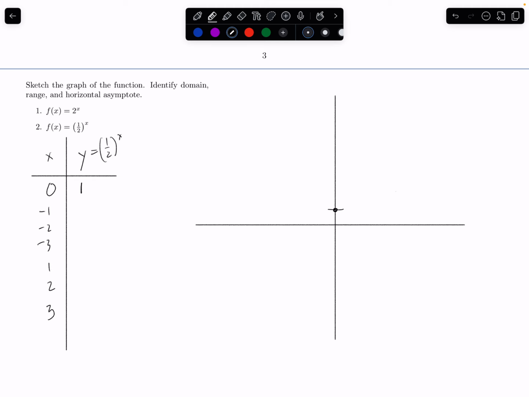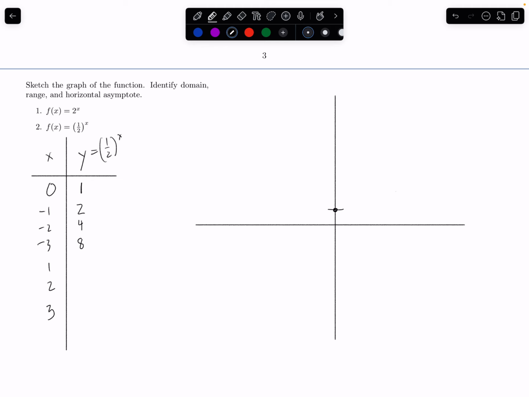Okay, 1/2 to the -1 power. That's 1 over 1/2 to the 1 power. So you're basically flipping this thing upside down, right? If you have 1 over something, it reverses everything. So you're going to end up with 2. And so negative 2 is going to be 1 over 1/2 to the second power, or 1 over 1/4, which is 4. And negative 3 is going to give you 8.